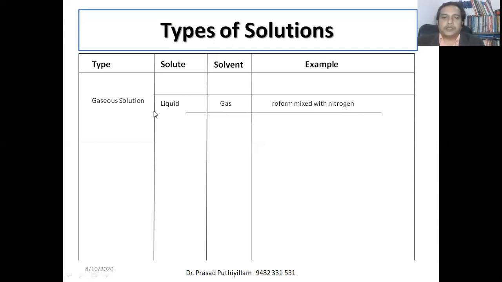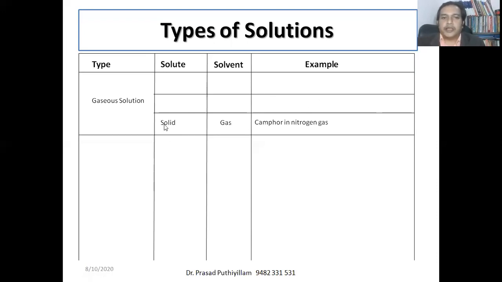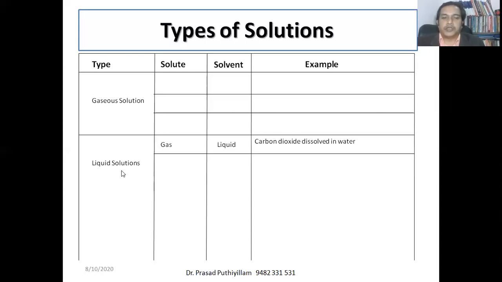Second type, also a gaseous solution, is liquid as solute and gas as solvent. For example, chloroform in liquid state mixed with nitrogen gas. Third one, that is solid in gas. Say camphor in nitrogen gas is an example for a solid material as solute and gas as the solvent, and it forms a solution.